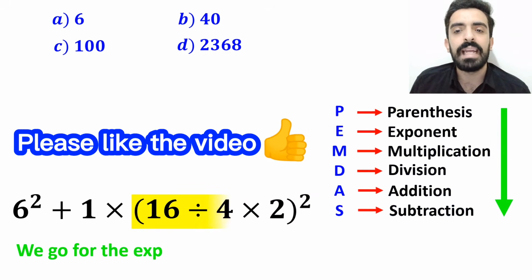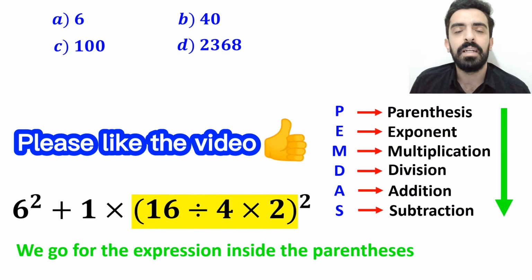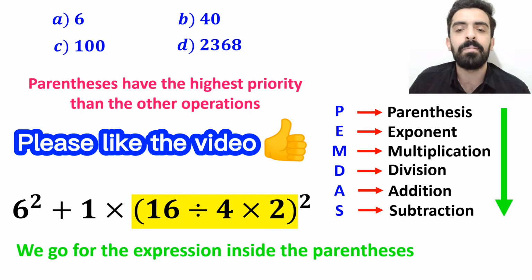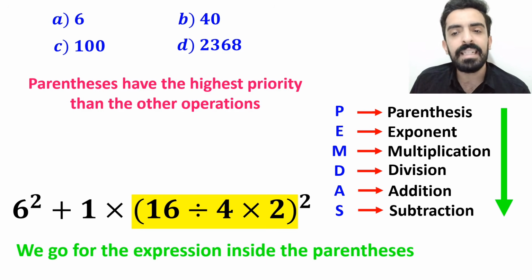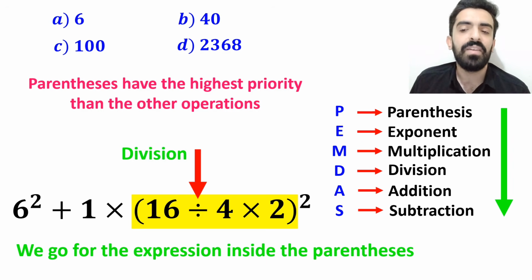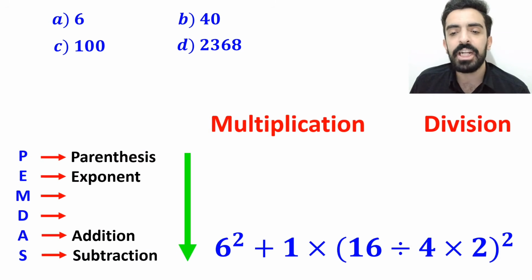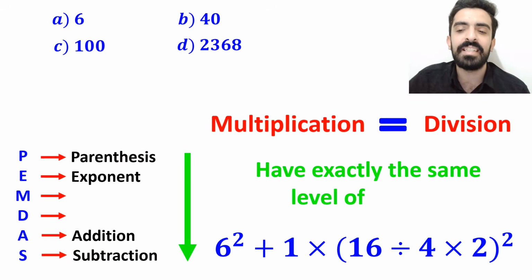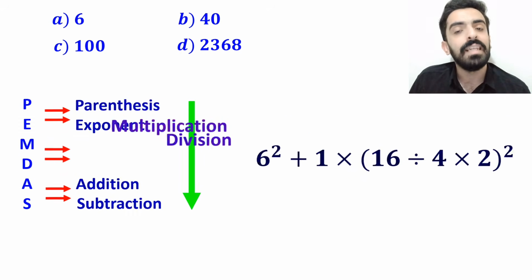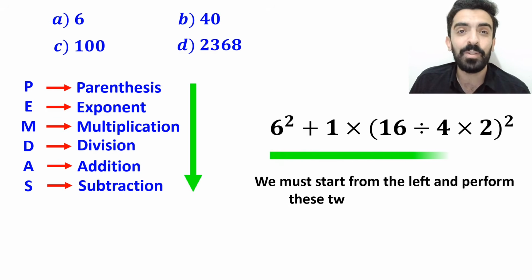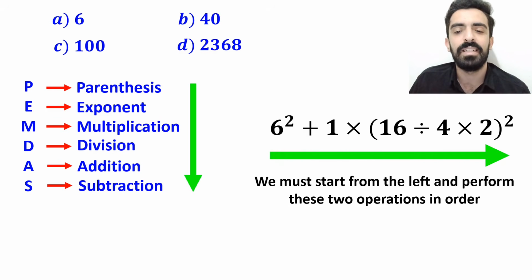So, first we go for the expression inside the parentheses because parentheses have the highest priority among the operations. Inside the parentheses, first we have a division sign and then a multiplication sign. It's very important to note that multiplication and division have exactly the same level of priority. In this situation, we must start from the left and perform these two operations in order.